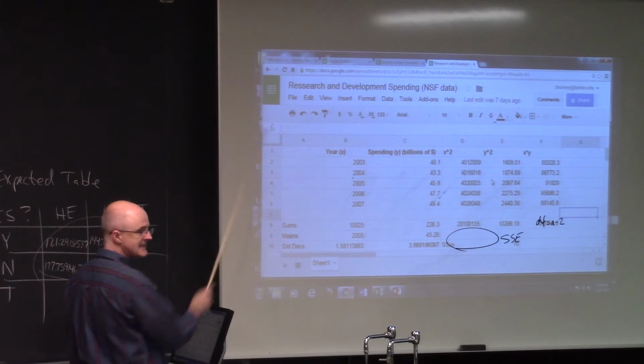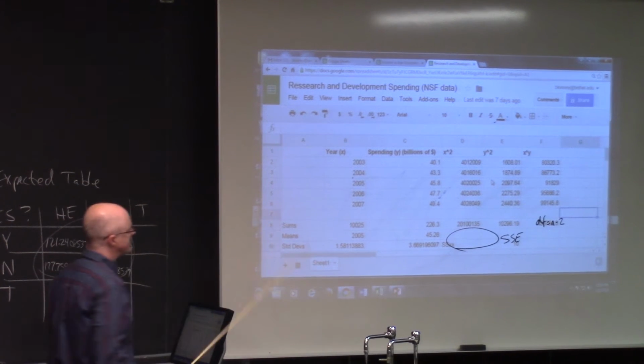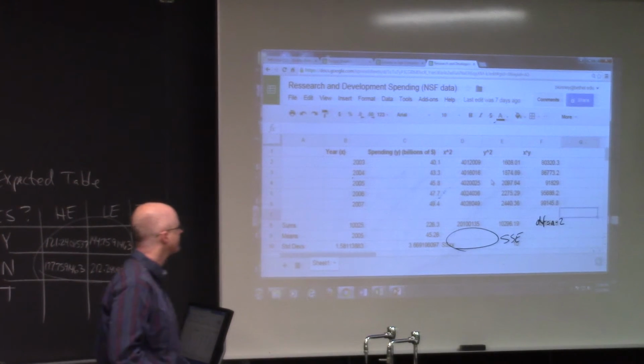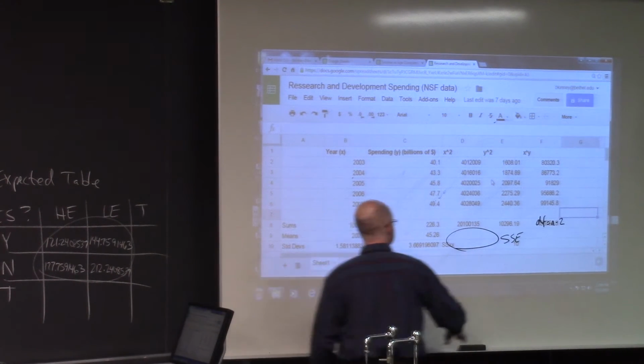Got different years, that's the X. You got different amounts of spending from the NSF, National Science Foundation, in billions of dollars. We can do regression on this.